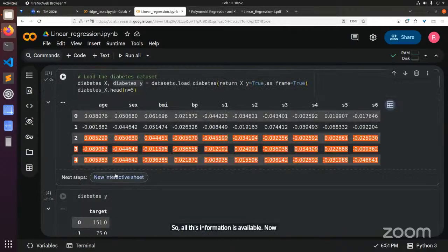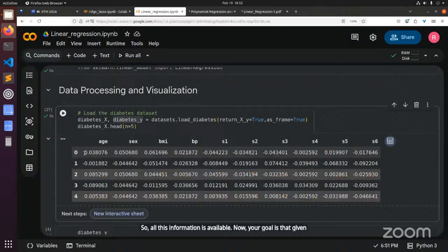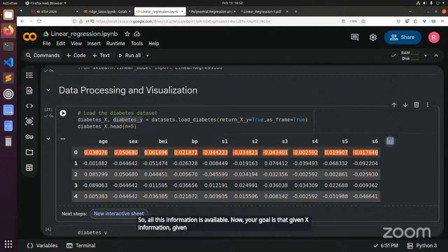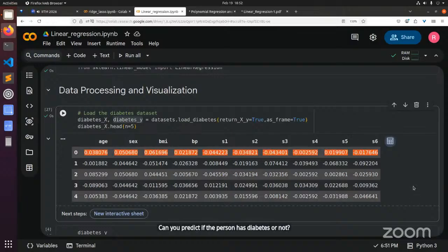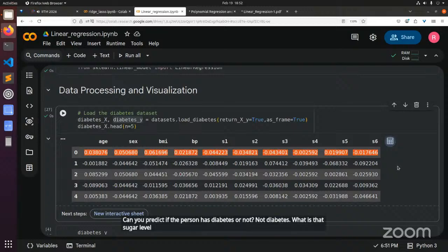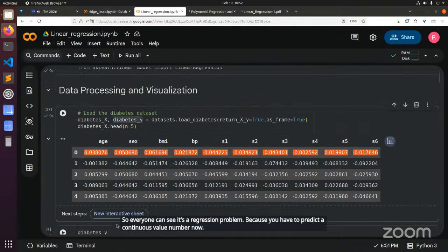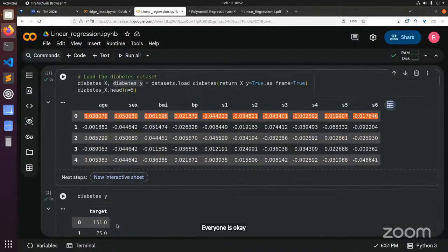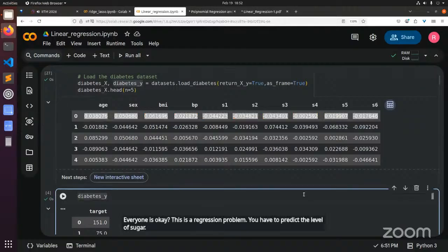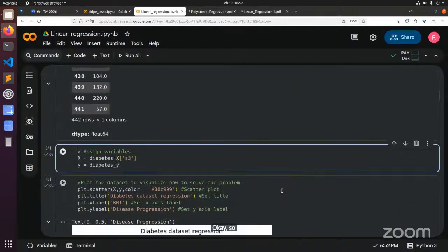Now your goal is that given this X information, can you predict what the sugar level of this person is? So everyone can see it's a regression problem because you have to predict a continuous value now. Everyone okay? This is a regression problem. You have to predict the level of sugar. Okay, so this is the level of sugar.